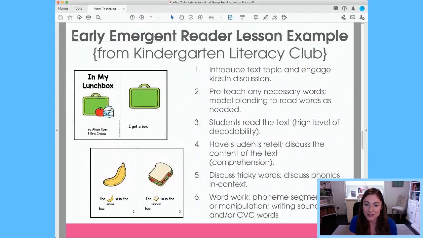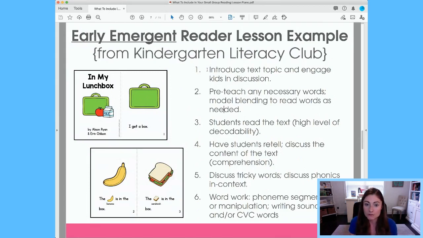Okay, now let's move on to an early emergent reader lesson example. Again, these materials are from my Kindergarten Literacy Club, this book example, and the lesson. Our members get a full lesson, so it looks different than this, but this is just kind of the Cliff Notes version. Okay, so with these kiddos, they know most of their letter sounds and they are decoding. So early emergent, maybe they don't know digraphs and long vowels yet, but they are doing some decoding.